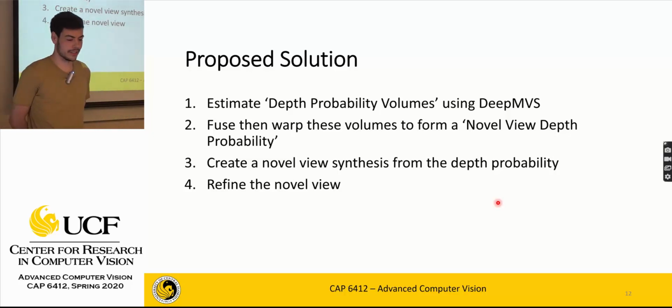So the proposed solution is to estimate depth probability volumes using the DeepMVS network. These depth probability volumes are just the disparity maps. They just rename it in their paper. Once they have these depth probability volumes of all the source images, they can then fuse them and then warp them in relation to the novel view depth. This is done with a simple affine transformation. Once the synthesized image is created, there will be artifacts and holes within the image, just as expected when you have a new novel viewpoint. So what they do is they propose a refinement network that takes this image and clears it up at a patch level.